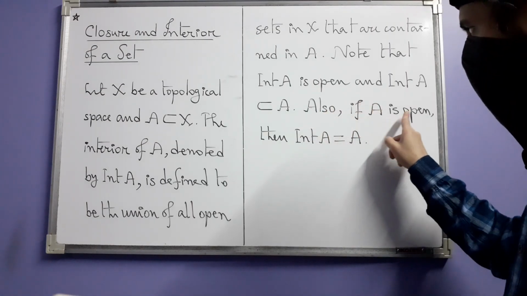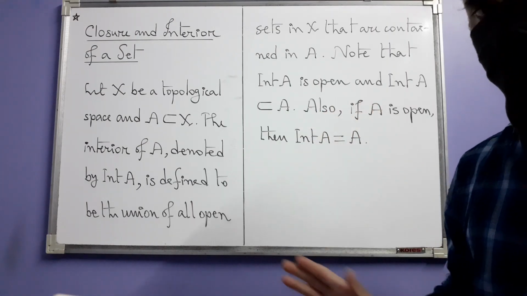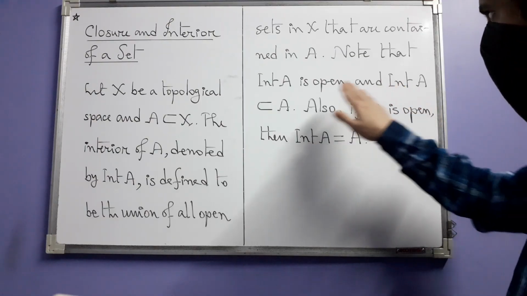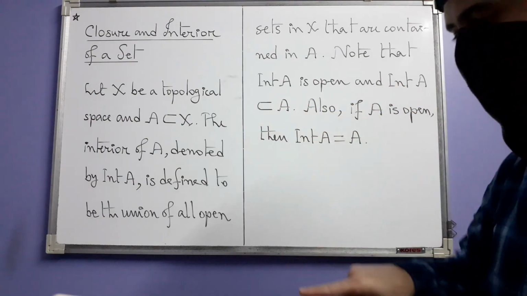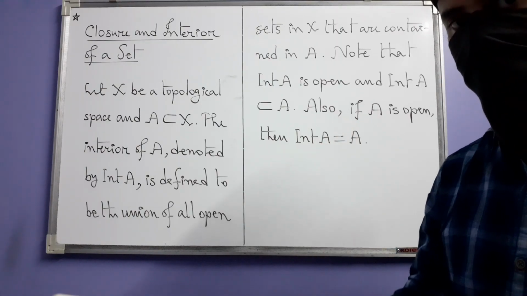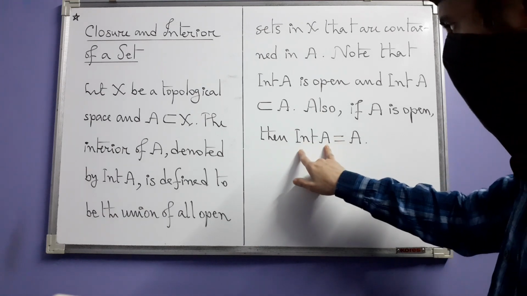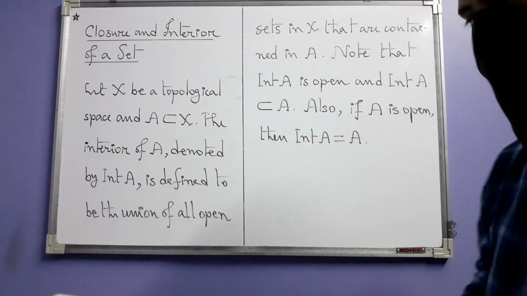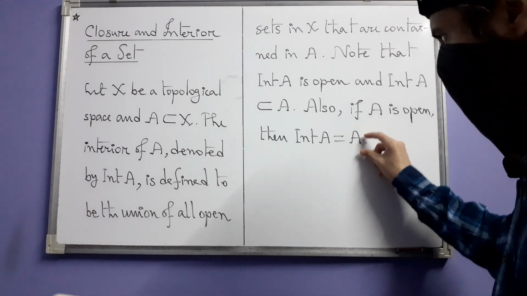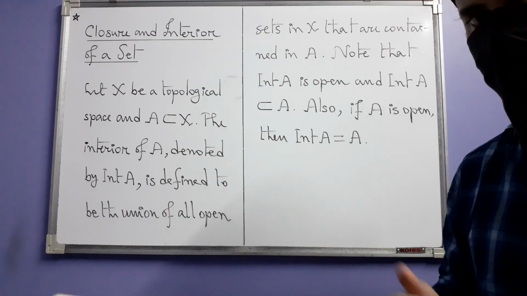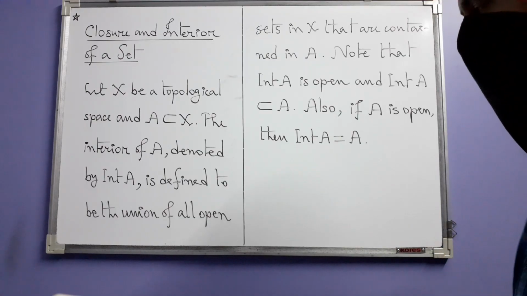Also, if A is itself open, then the interior of A is equal to A. How? Well, you already have this containment. Now, if A is also open, then A is an open set in X which is contained in itself. So, in this union, A is also one of the sets whose union you are taking. So, A in that sense is also a subset of this. So, that's how combining those two containments you get equality.